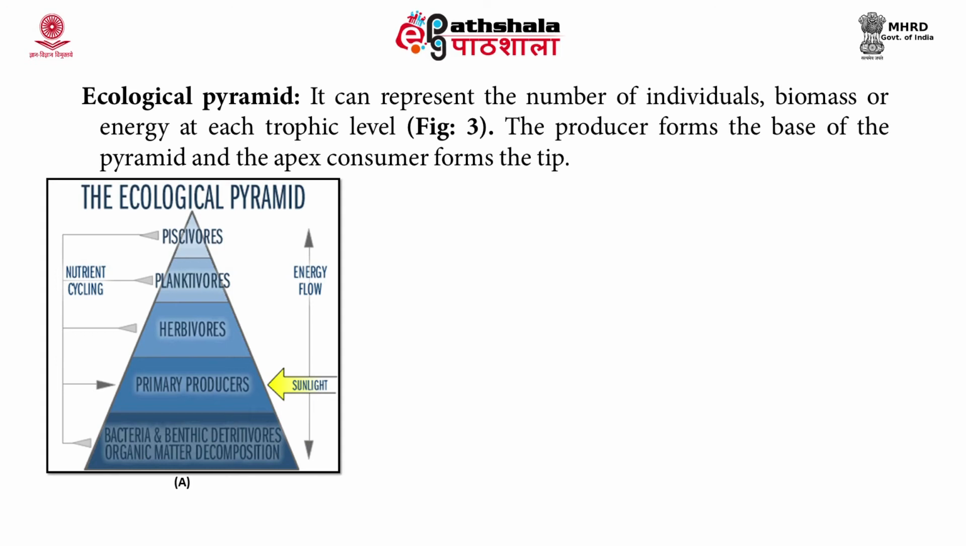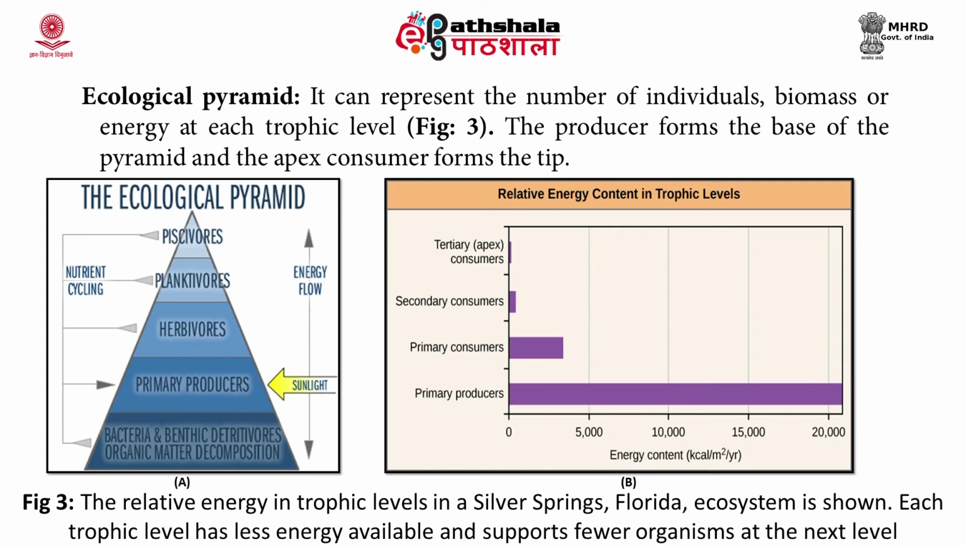Ecological pyramid. It can represent the number of individuals, biomass or energy at each trophic level. Figure 3 shows the ecological pyramid. The producer forms the base of the pyramid and the apex consumer forms the tip. Figure 3 shows the relative energy in the trophic levels in the Silver Springs, Florida ecosystem. Each trophic level has less energy available and supports fewer organisms at the next level.